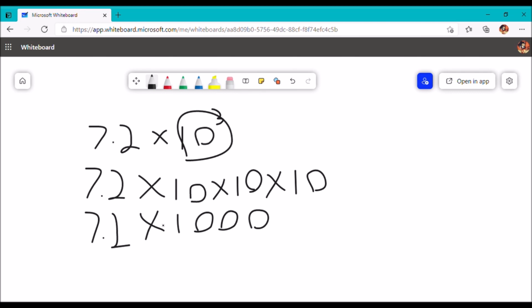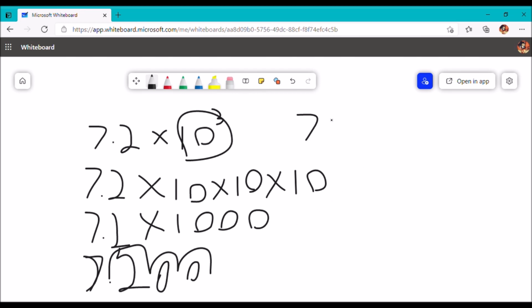So when 7.2 is multiplied by 1000, the decimal place goes 3 places back. So we must fill these gaps with zeros, and the answer comes as 7200. So this is the final answer. If you can't understand, please go back and listen to this again.